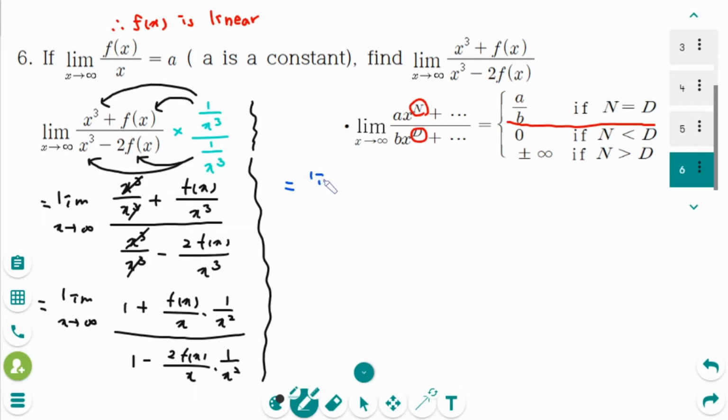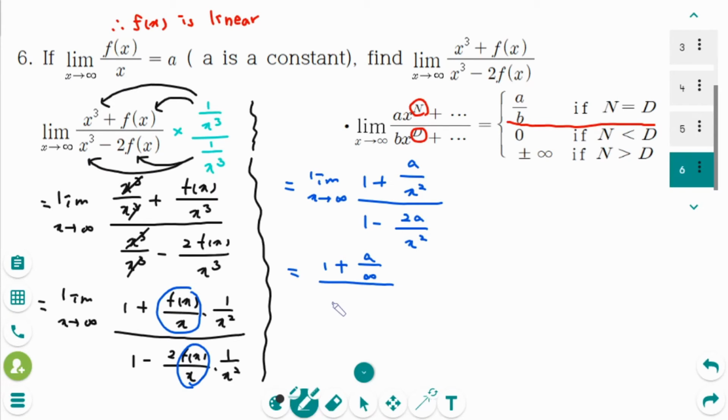And then simplify. Limit x approaches infinity, 1 plus, this one is a, so a times 1 over x squared, which means a over x squared, over 1 minus, this is a, so 2a times 1 over x squared, which means 2a over x squared, and then put infinity into x, one plus 0 over 1 minus 0, which is 1. That is the final answer.